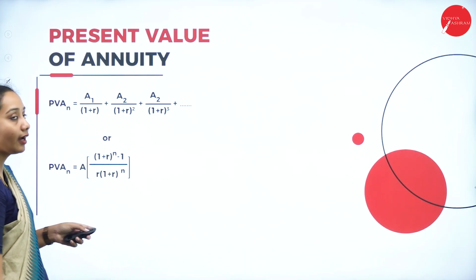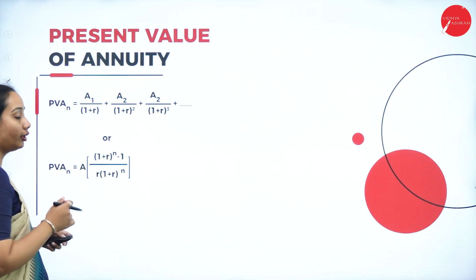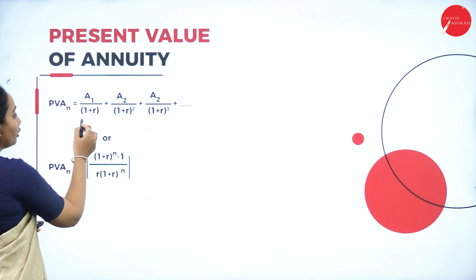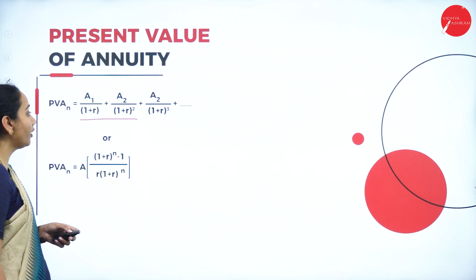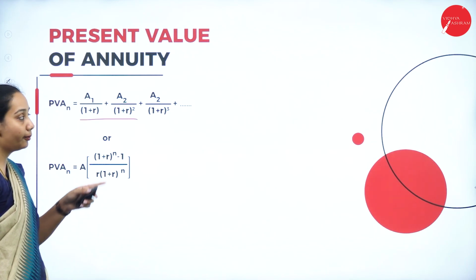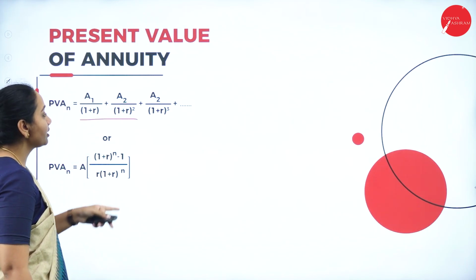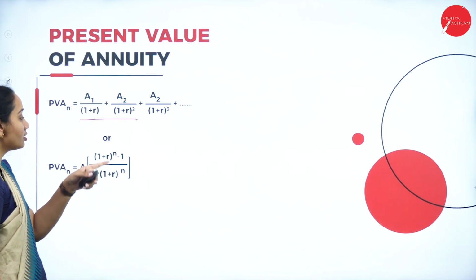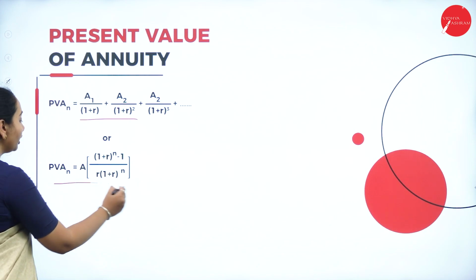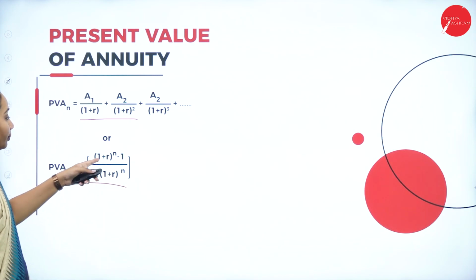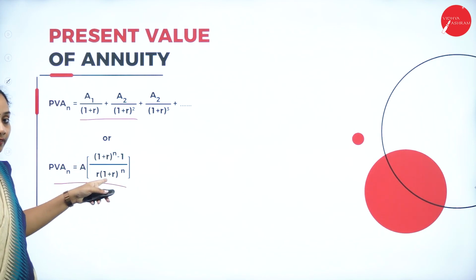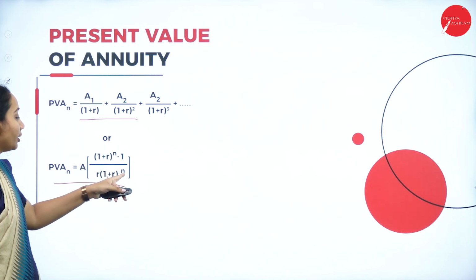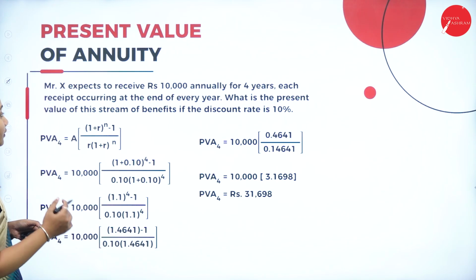So next, present value of the annuity. So we have got two formulas. So present value of annuity is equal to A1 divided by 1 plus R whole to the power of 1, A2 divided by 1 plus R whole to the power of 2, A3 divided by 1 plus R whole to the power of 3, and so on. Or we have got one more formula: A into 1 plus R whole to the power of n minus 1, divided by R into 1 plus R whole to the power of n. So we'll see the question.